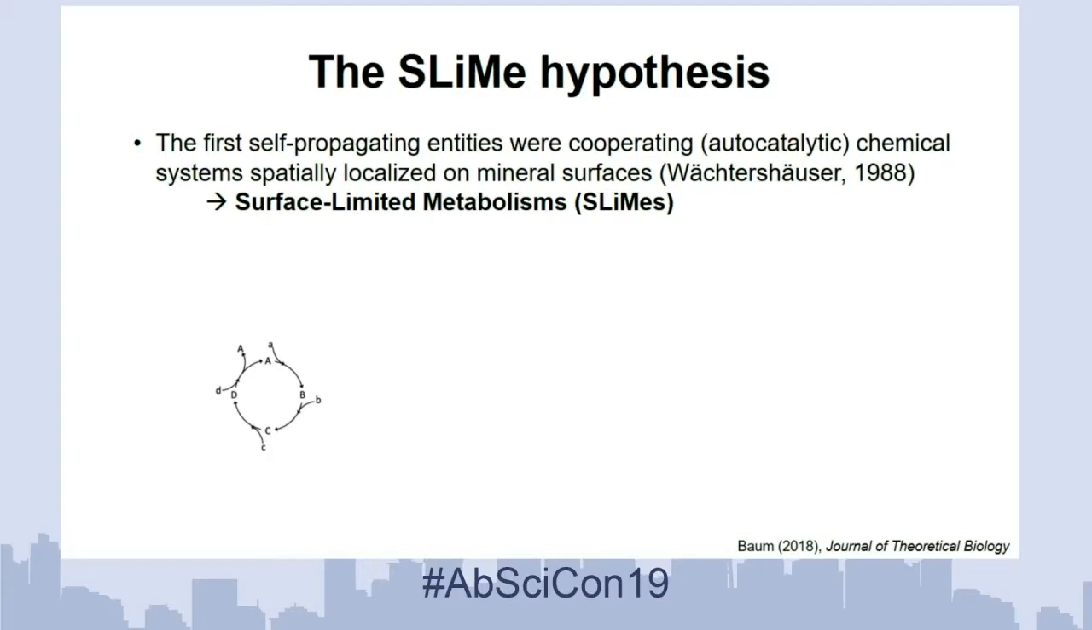So there are many models out there, but the one that we tend to rally behind is this notion that the first entities capable of self-propagation were cooperating sets of chemical species that were spatially localized on a mineral surface and could grow laterally autocatalytically using fluxes of food and energy present in the environment.